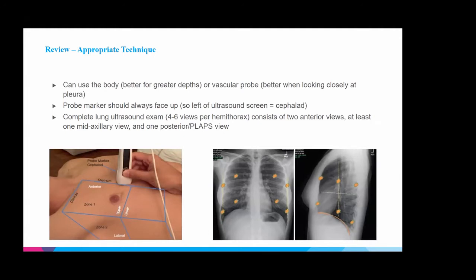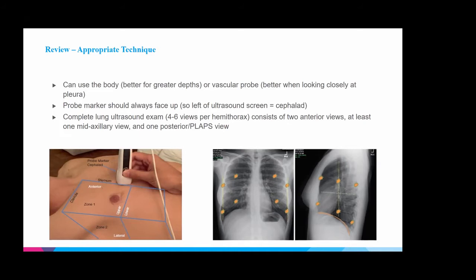All right, so basically, obviously just to start with the basics, we need to review proper technique, right? So for thoracic ultrasound, you really want to use either the body or the vascular probe, depending on what you're looking at. So if we're looking at the typical lung views, the body probe is adequate. The benefit of this is that you can evaluate things at greater depths. If you want to pay close attention to the pleura or anything more superficial, then the vascular probe might be your probe of choice.